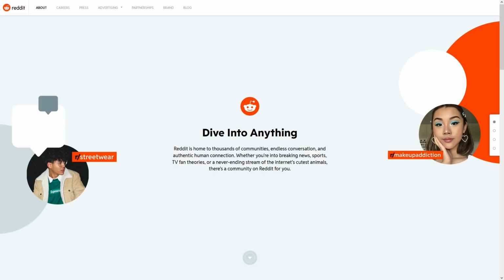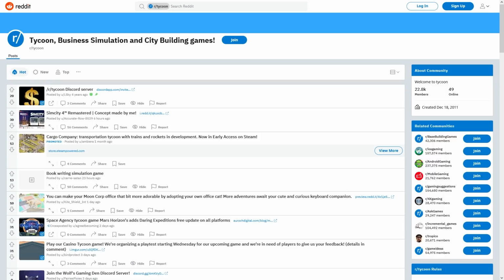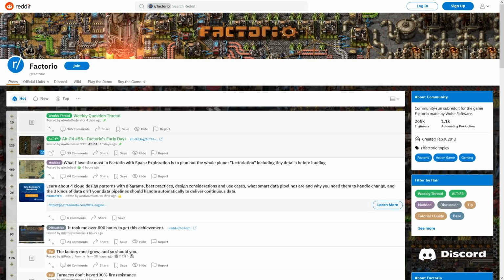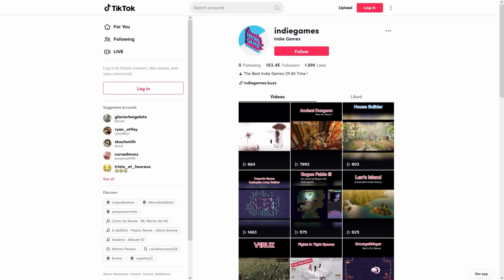Then, of course, you have Reddit. Depending on what game you're making, you can find a subreddit specific for the audience you're looking for. For example, there's a Tycoon subreddit, there's one for turn-based strategy, or maybe you can even post in subreddits of other popular games similar to yours. But do be careful with Reddit rules. Some subreddits are very strict about self-promotion. There's also TikTok. Personally, I have not explored this one yet. I'm not familiar with it, but I did hear some indies are finding quite a lot of success.